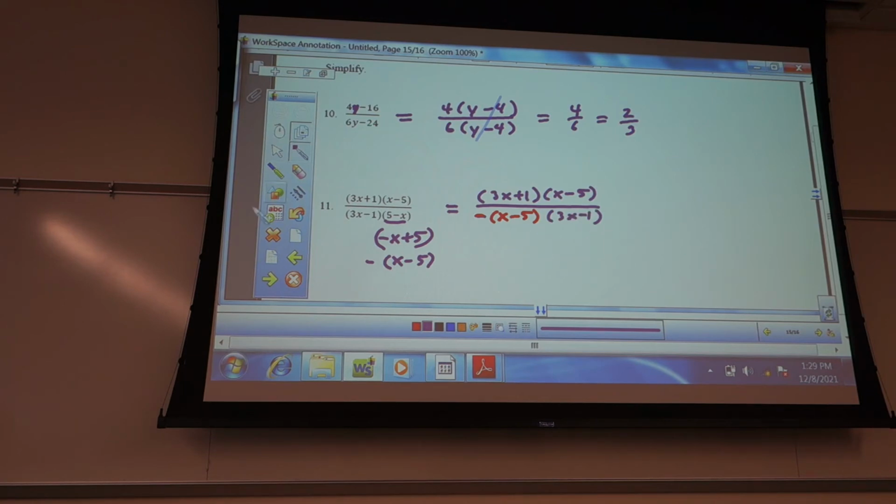Now, is there something I can cancel out? Yes. What can I cancel out? X minus 5. X minus 5. So now I have, I'll put the negative in front. 3x plus 1 over 3x minus 1. There's a negative in front. You can leave the negative on the bottom or the front. Usually people put it in the front. That's easiest.